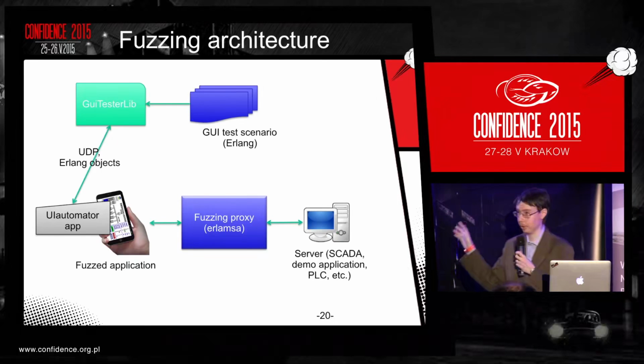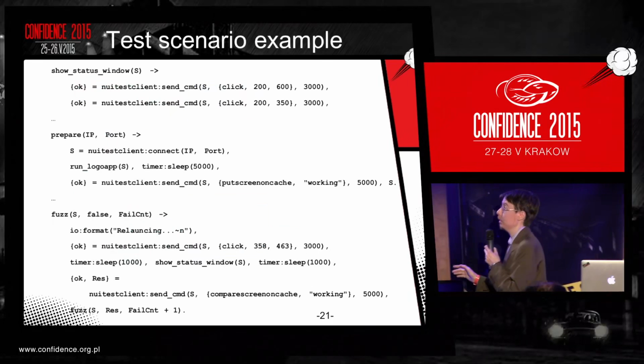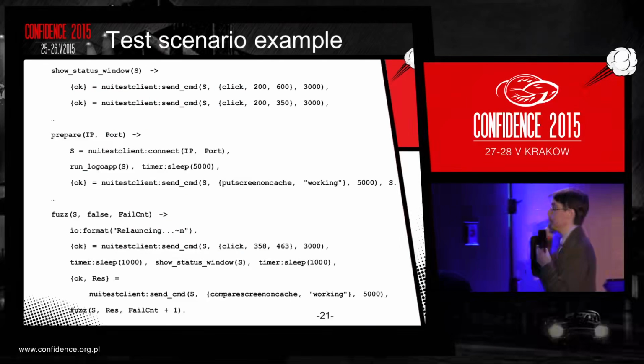Of course, it's mutational-based fuzzing, not generational-based. We have no time for generational-based fuzzing, unfortunately. The test scenario example is shown on this slide.